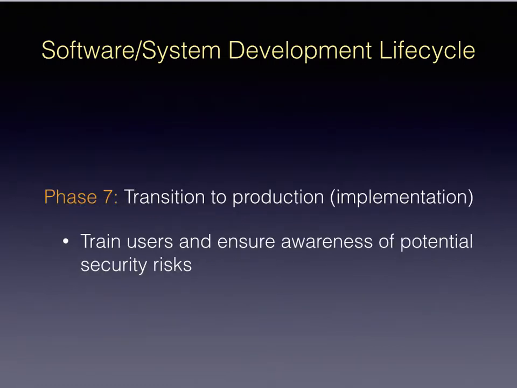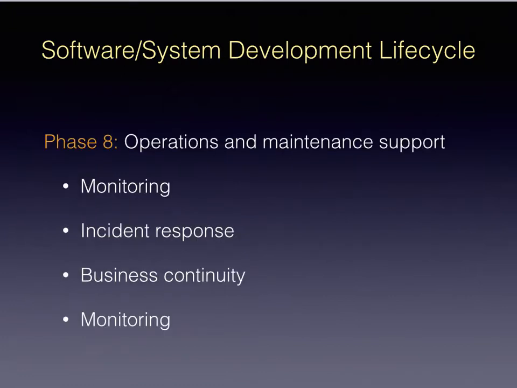Phase 7 is transition to production or implementation, and this includes training users to ensure awareness of potential security risk. It includes training users on the processes and procedures, the step-by-step procedures that have been built in order to comply with policy. Phase 8 is operations and maintenance support. This includes monitoring of the system, incident response in case something fails or in case there's a breach or an attempted breach, and business continuity in case a piece of the hardware or the software fails, being able to continue the business processes associated with the system.